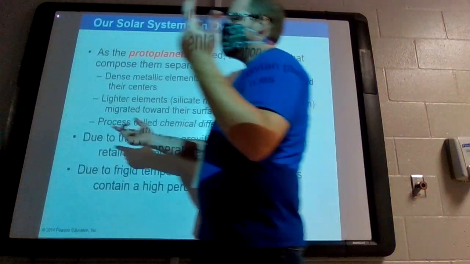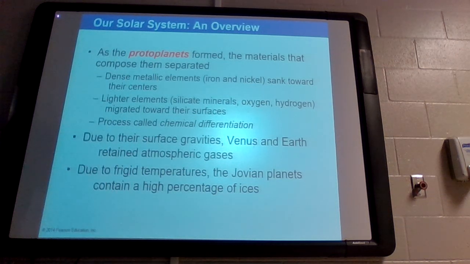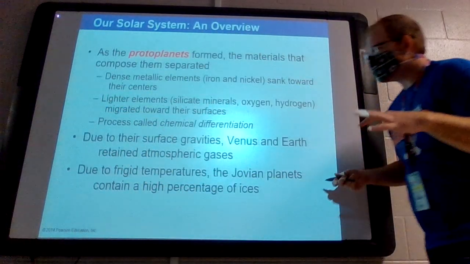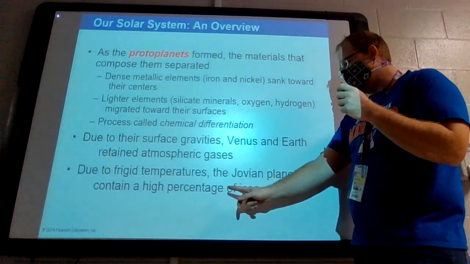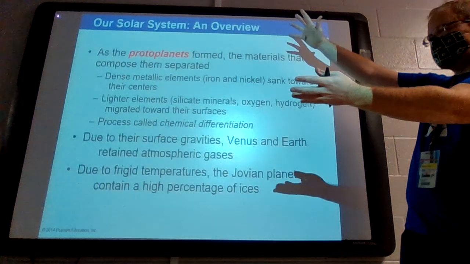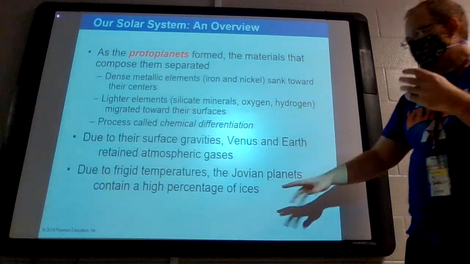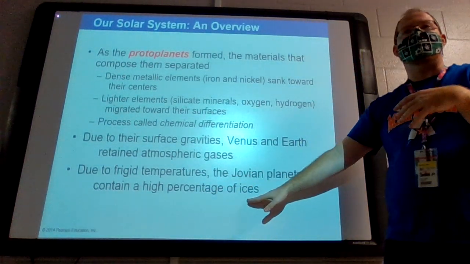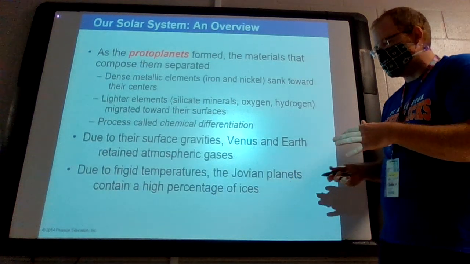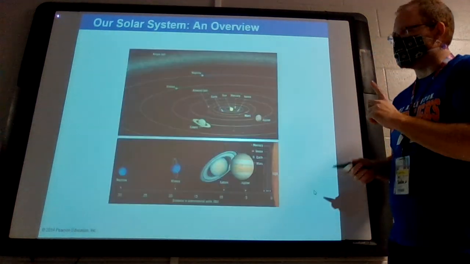The smaller planets like Mercury and Mars is a little different. We'll talk about that in a second. Mercury is too small to really hold in that atmosphere if it had one ever. And it's super close to the sun. So any atmosphere that Mercury ever had has long been blown away out into space. Due to the really cold temperatures, the Jovian planets, which are the big gas giants towards the outside of the solar system, contain a high percentage of ice, and their moons contain a high percentage of ices.